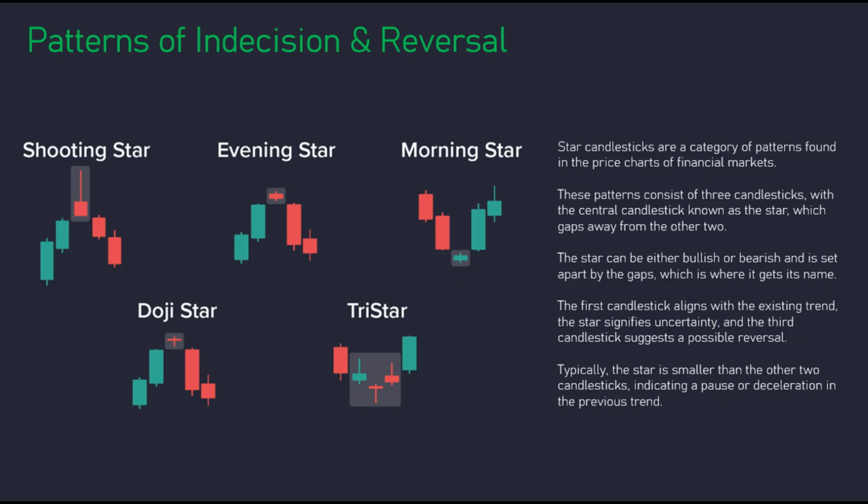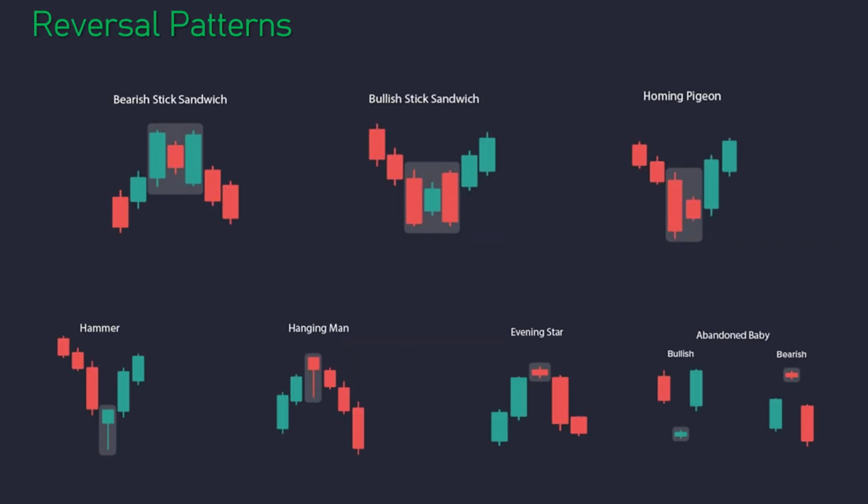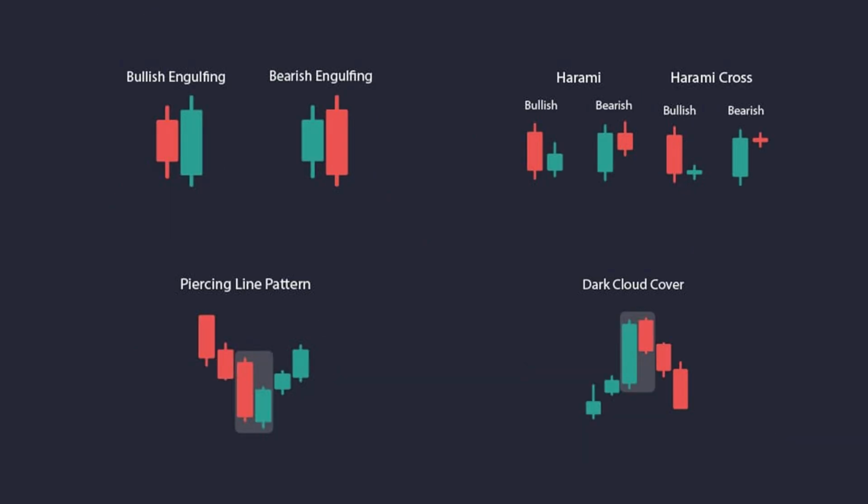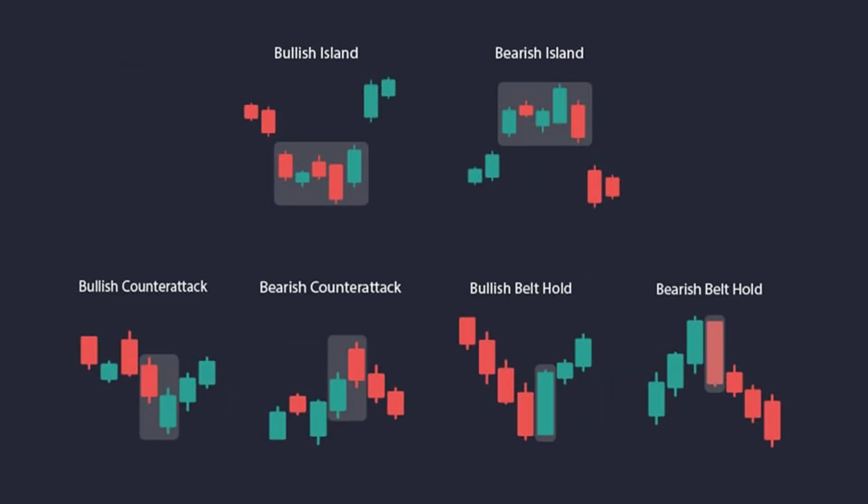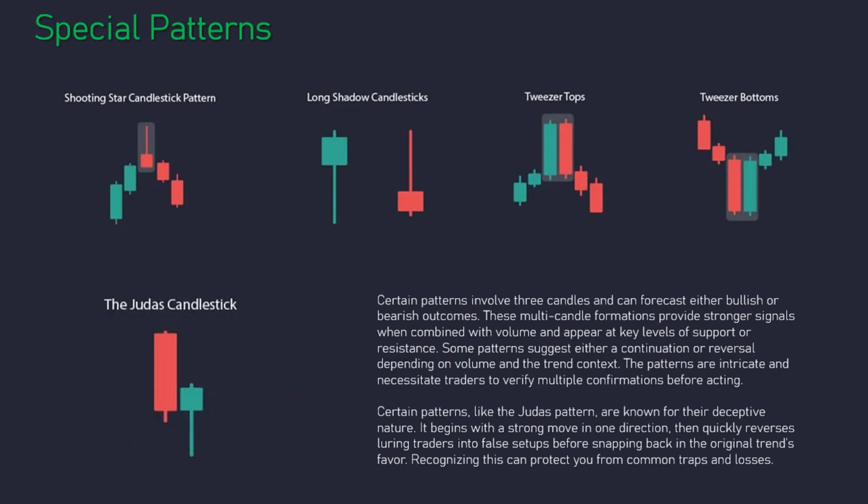Reversal star candlesticks are a category of patterns found in price charts. These patterns consist of 3 candlesticks, with the central candlestick known as the star, which gaps away from the other 2. The star can be either bullish or bearish and is set apart by the gaps, which is why it gets its name. The first candlestick aligns with the existing trend, the star signifies uncertainty, and the third candlestick suggests a possible reversal. Typically, the star is smaller than the other 2 candlesticks, indicating a pause or deceleration in the previous trend.